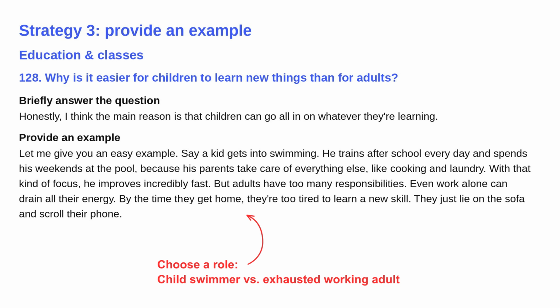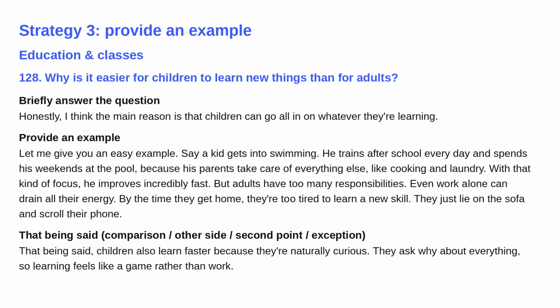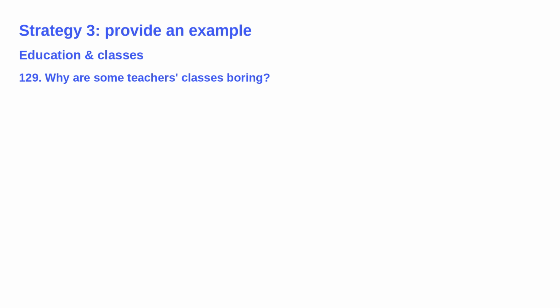But adults have too many responsibilities. Even work alone can drain all their energy. By the time they get home, they're too tired to learn a new skill. They just lie on the sofa and scroll their phone. That being said, children also learn faster because they're naturally curious. They ask why about everything, so learning feels like a game rather than work.